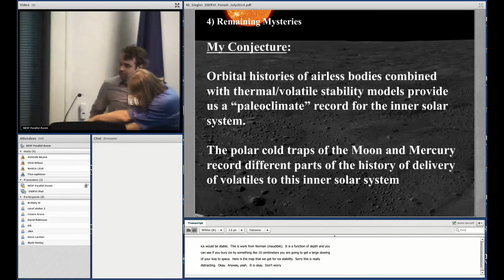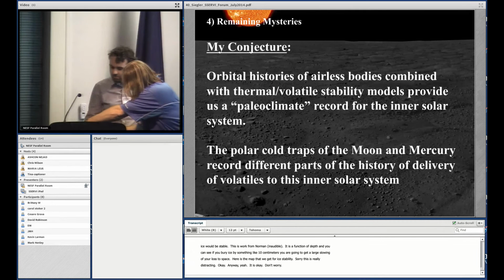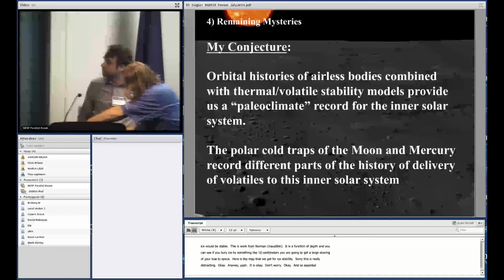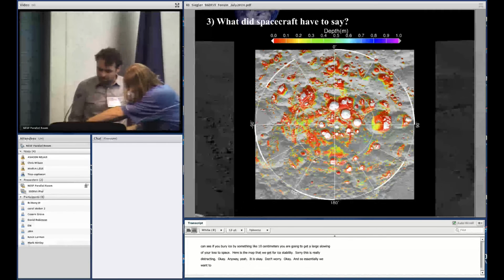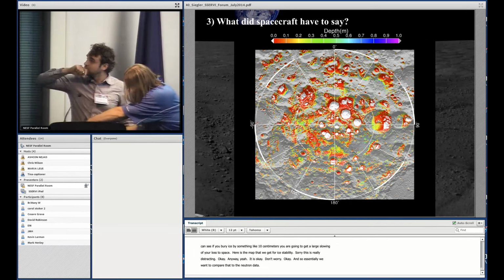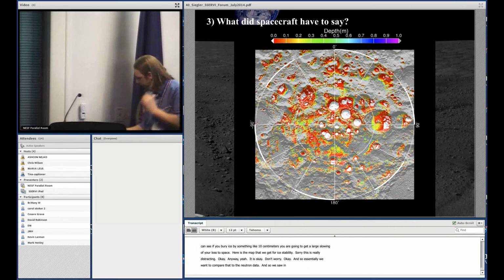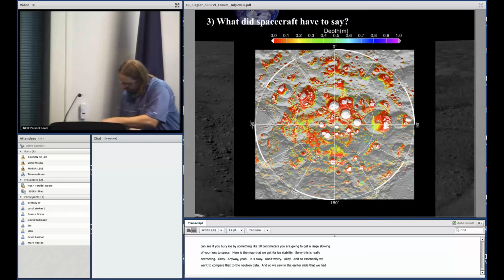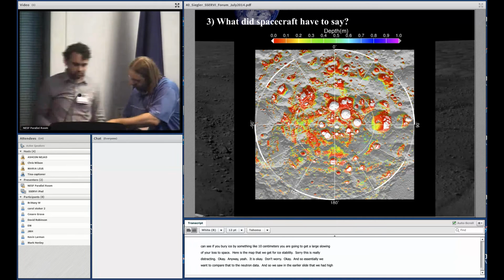Okay, and so essentially we want to compare that to the neutron data. And so we saw on the earlier slide that we had high neutron deposits here in Cabeus crater, and over here, and in Rich's talk we saw that.